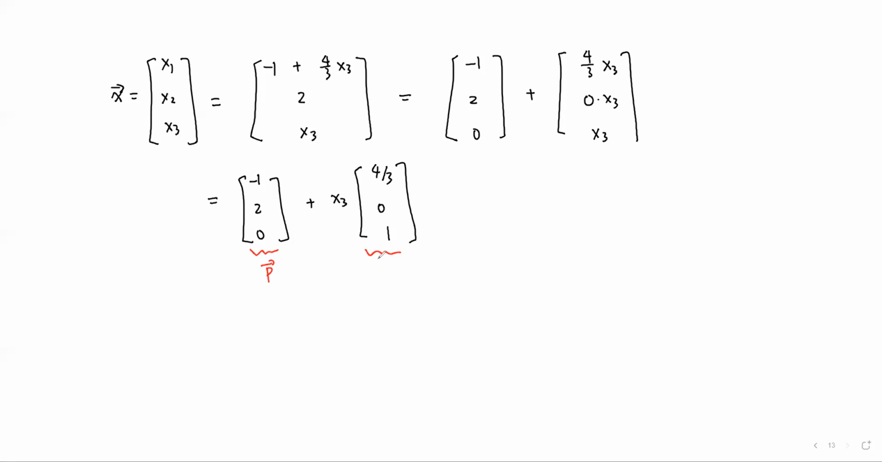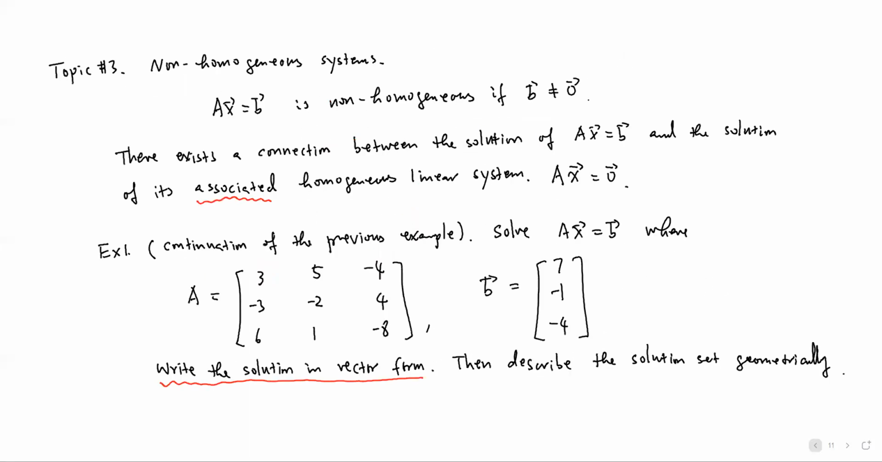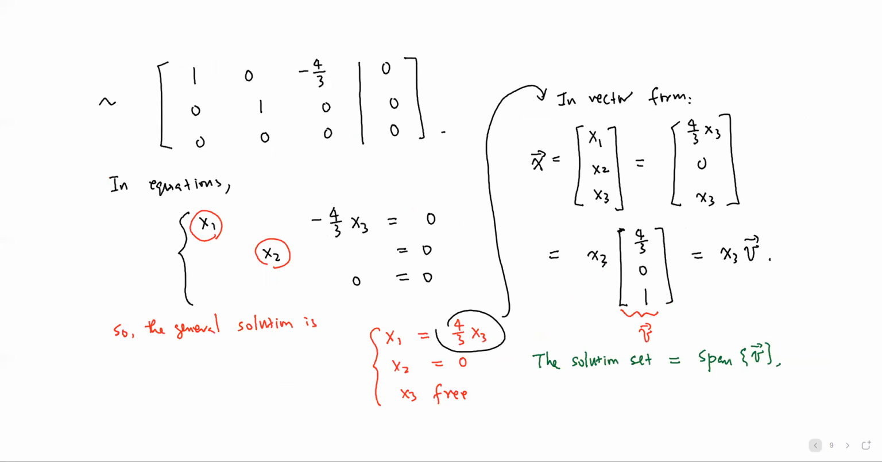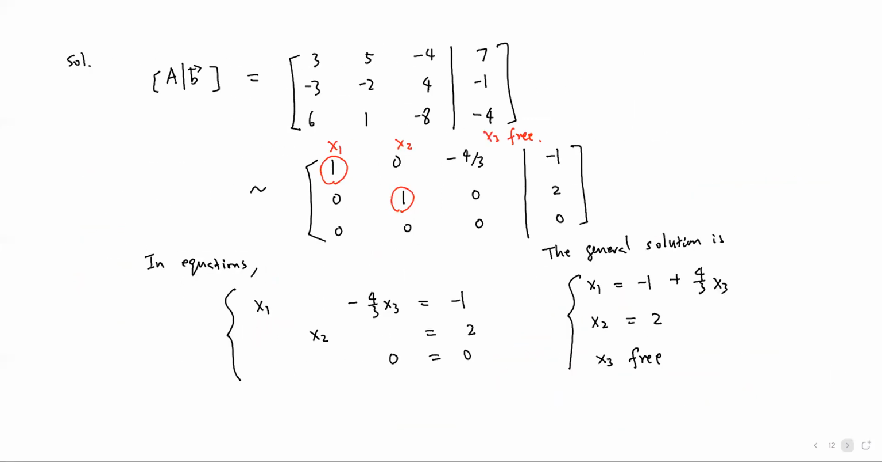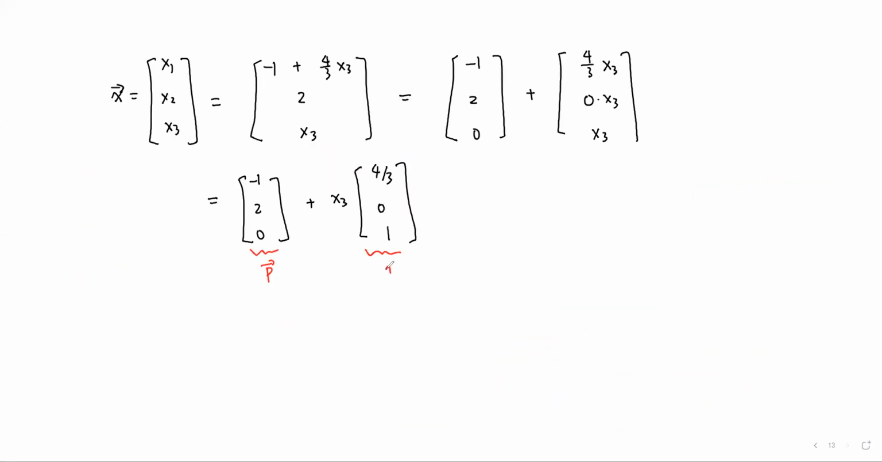I think I have given a name to this vector because this example is a continuation of the previous example. In the previous example, I have named this vector. Let me see. This is the previous example. Yeah, I named this vector V: 4, 3, 0, 1. So this is V.